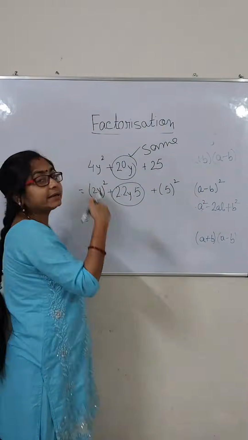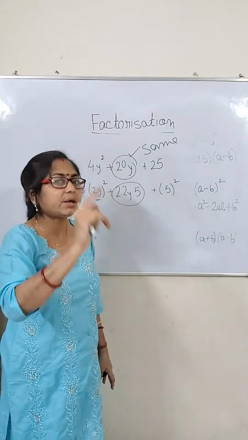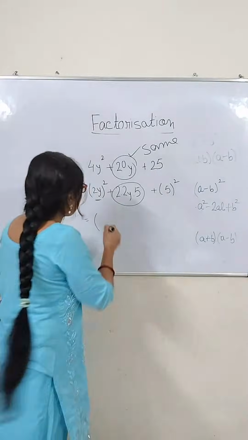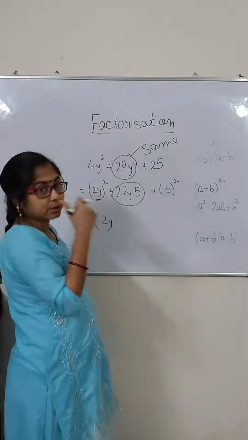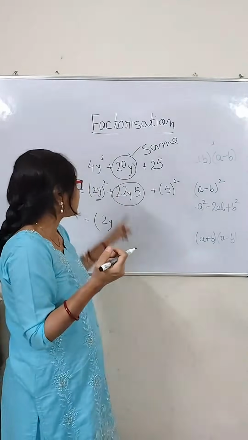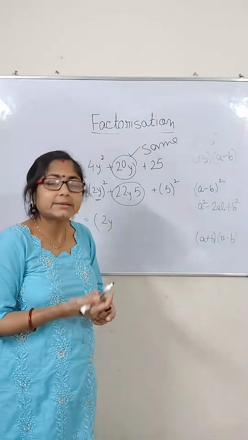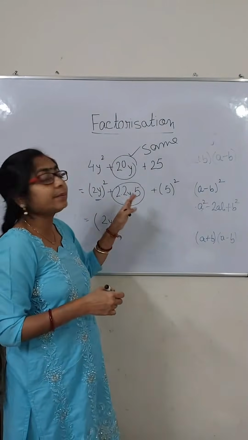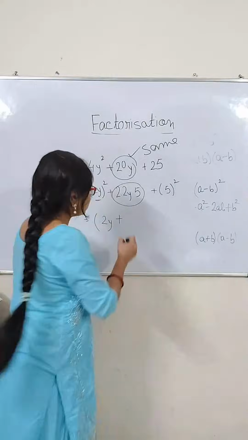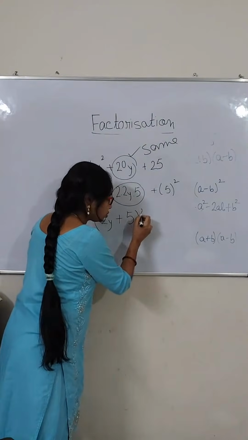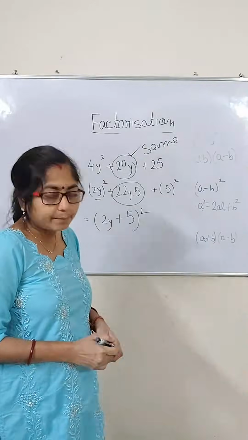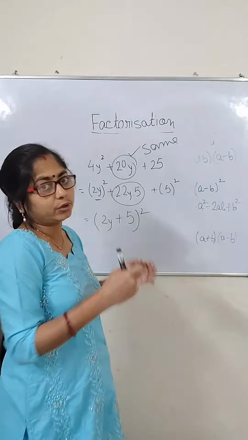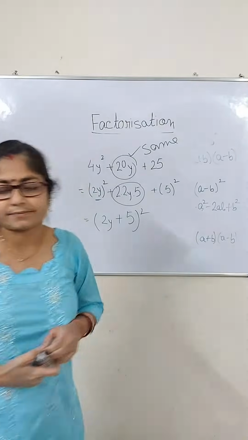Now, what's the next step? A plus B whole square. What's our A? Our A is 2y, so I write 2y. Then what's the sign, plus or minus? Before the 5 there is a plus sign, so I write a plus sign. Then the B part is 5, so I write 5 and then square. Clear? Complete it. Whoever can't do it, please complete it from the board. Then I will go to the last maths.